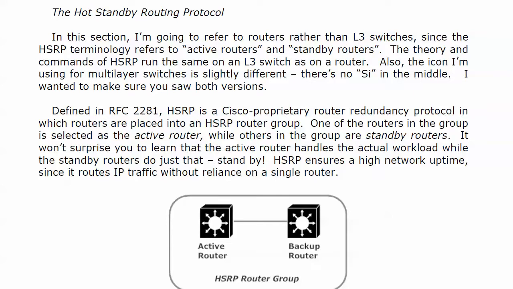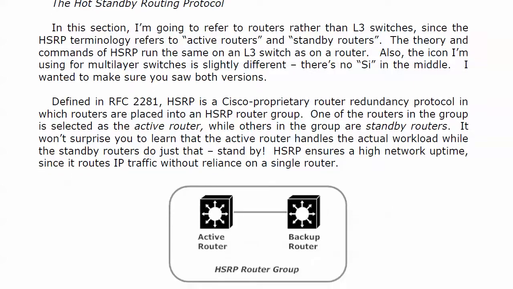Now, HSRP is defined in RFC 2281, and it's a Cisco proprietary router redundancy protocol. What we're doing is putting physical routers into an HSRP router group. One of the routers in the group is going to be selected as the active router. The others are going to be the standby routers. And it will not surprise you to learn that the active router is going to handle the actual workload, and the standby routers, frankly, are going to stand by and watch the active router do all the work.